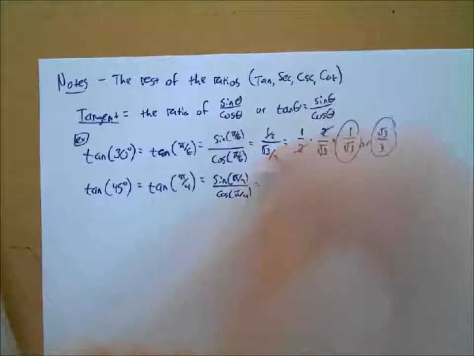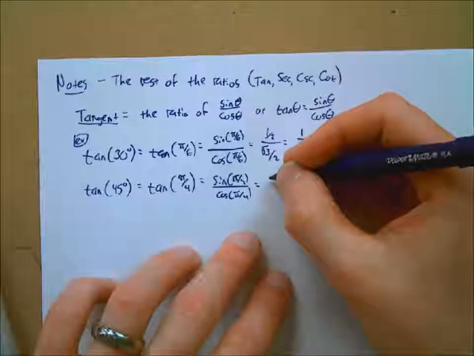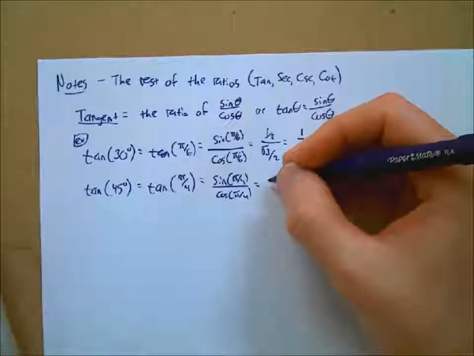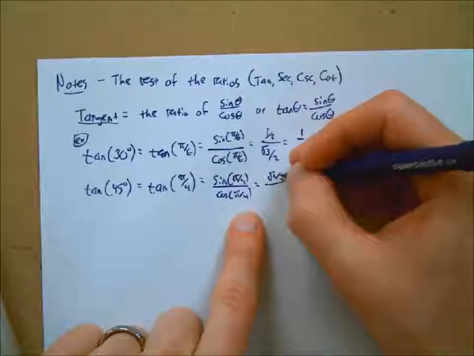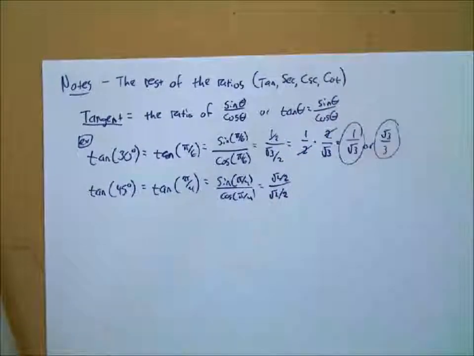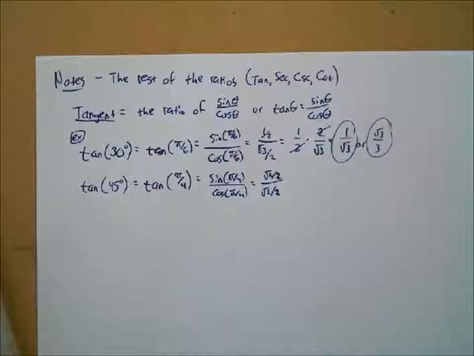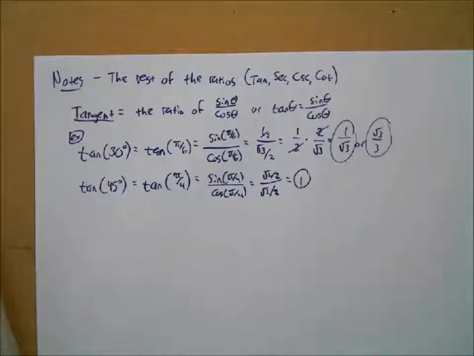Okay, and then what is sine of pi over 4? Root 2 over 2. And so is cosine of pi over 4, also root 2 over 2. Okay, right? And so then what is root 2 over 2 divided by root 2 over 2? 1. We're dividing something by itself. Yeah, so it's 1. So you just get 1.